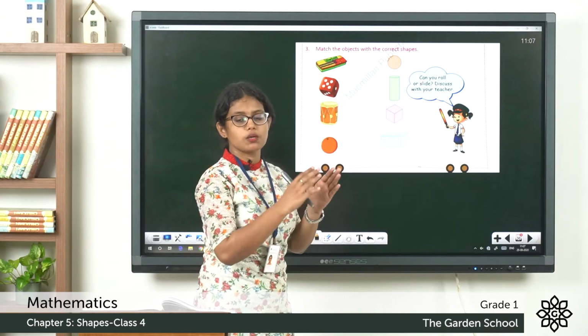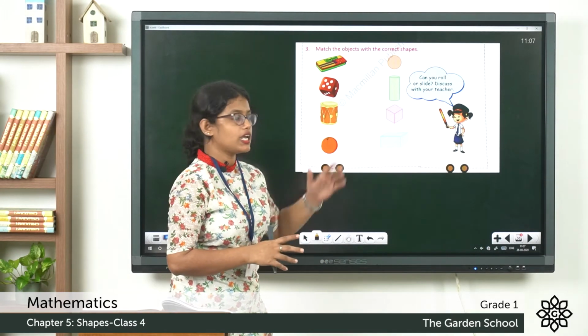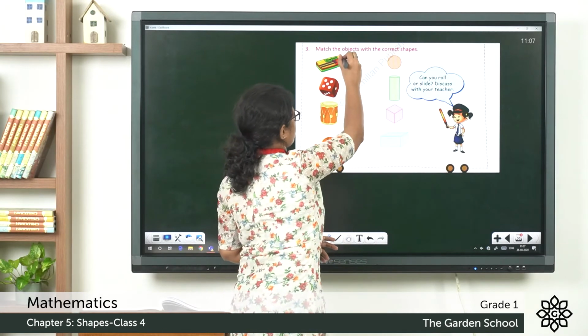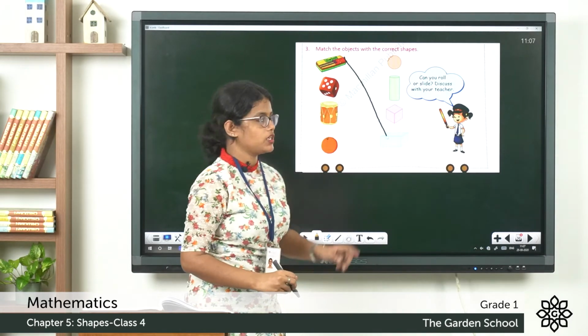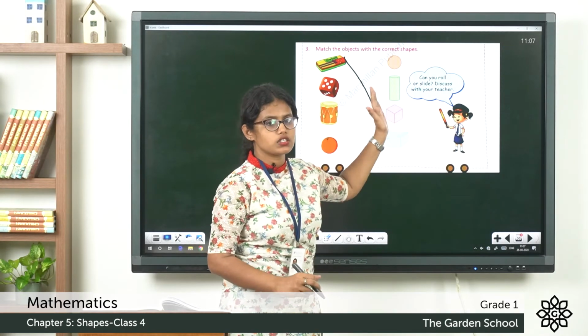Which object is this? This is a box. What is the shape of a box? We learned that it is in cuboid shape. So you have to match with this shape. So likewise, you have to match the object with its correct shape.